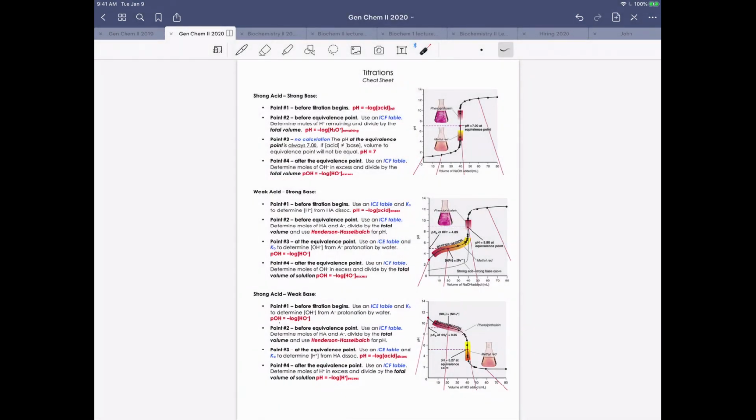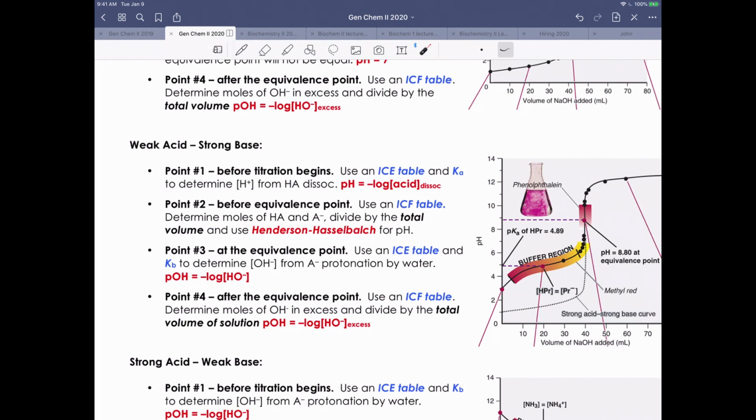So the last little piece to highlight here is, all right, what if we're after the equivalence point? One of the things I want to highlight is that we have the same directions here for after the equivalence point for a strong-strong combination or a weak-strong combination. We still want to be using an ICF table to see after the dust settles with that chemistry how many moles of who we have in solution. What we're going to see though is it's really going to be the hydroxide that we have in excess that's going to be contributing to pH.